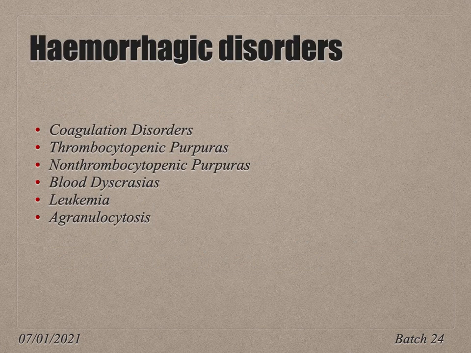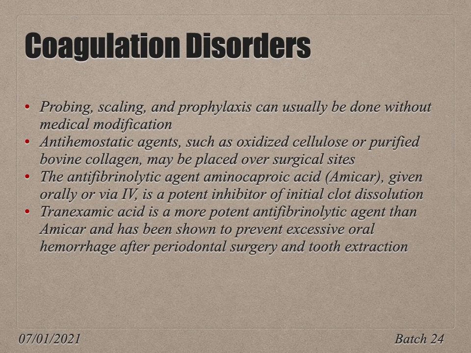The next possible systemic disease is hemorrhagic disease, either coagulation disorder, thrombocytopenic purpura, non-thrombocytopenic purpura, blood dyscrasias, leukemia or agranulocytosis. We'll see one by one. Coagulation disorders. Probing, scaling and prophylaxis can usually be done without any medical modifications. So you don't need to modify any drugs for your normal non-invasive dental procedures.